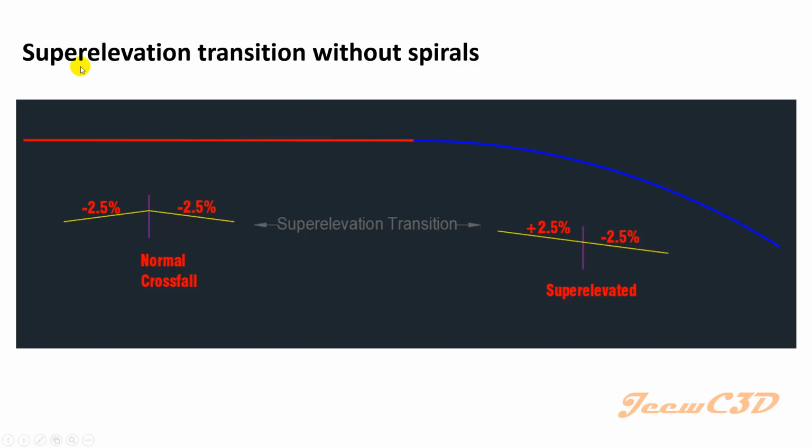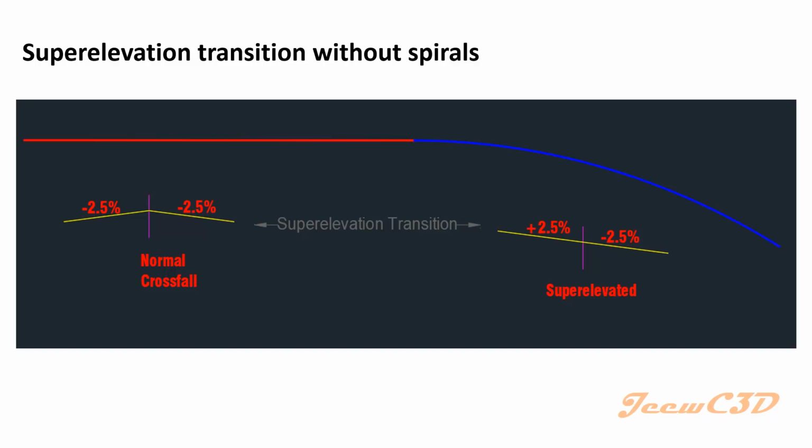So I have named this section superelevation transition without spirals. If you can remember, spirals are curves where you change the radius from infinite to a definite value. But without spiral means the straight and curve are smoothly joined. That means there is no spiral. This straight section is tangent to this curved section. This is a smooth connection. But if you have a spiral curve, that is more desirable for drivers, a smoother connection than this one. But in this lecture series, we will not be looking at spirals, only roads without spirals.